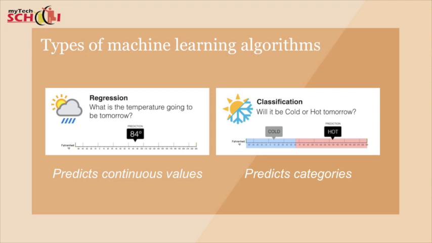And then if you want to predict categories, or at its most basic case, binary outcomes, then you could use classification models. So examples would be, will it be hot or cold tomorrow? Is this tumor malignant or not? Or what kind of pet is in the photo?